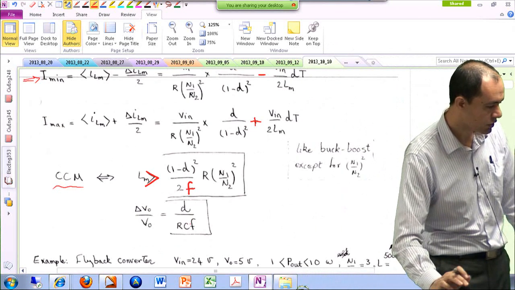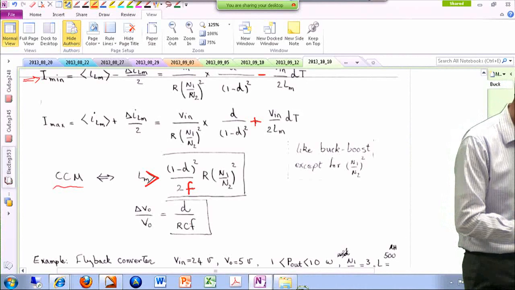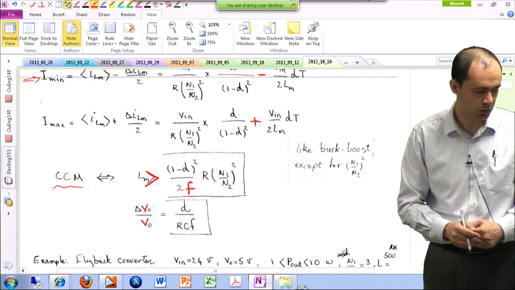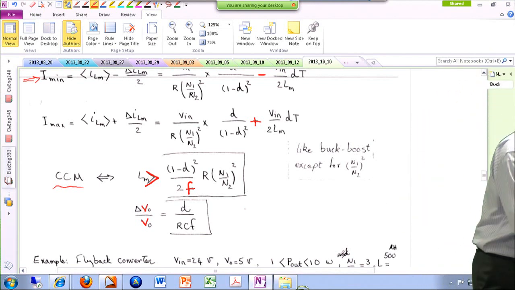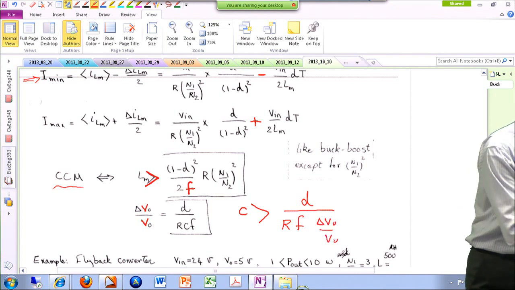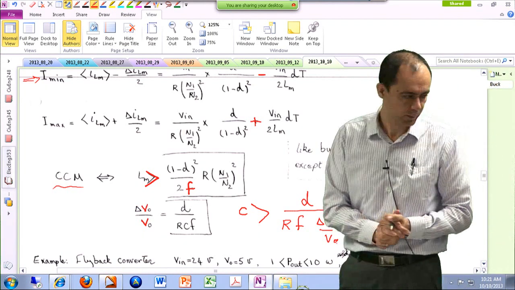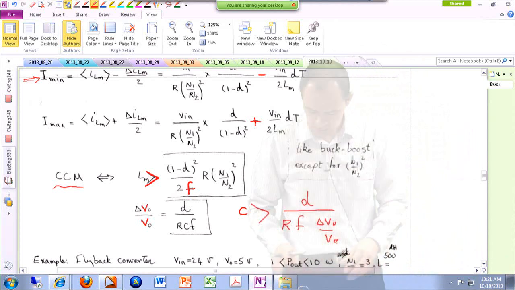For the cap voltage, because everything is reflected to the output side, the N1 and N2 do not even appear. It's exactly like the buck boost topology. So you've got to make sure your C is larger than D over R times frequency times delta VL over VL. Okay, so these are the design equations. We didn't go through details because I'm sure by now you're very familiar with them.